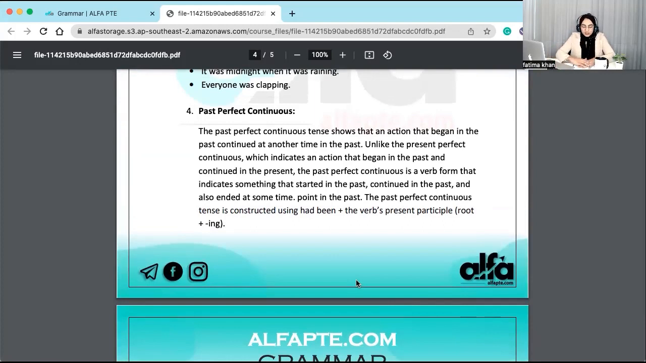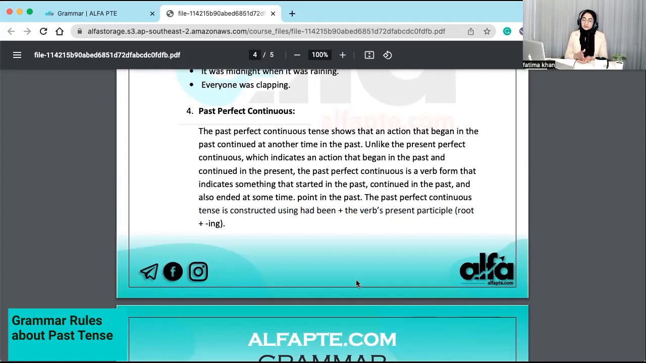So when you see how to use them in your blanks, if you see subject, dash, been, verb plus ing, and you see in the content that the action ended in the past, then it has to be had. But if you see that the action is continuing in the present, then it will be has or have. That is the difference between past perfect continuous and present perfect continuous that you put to use when you do your fill in the blanks.